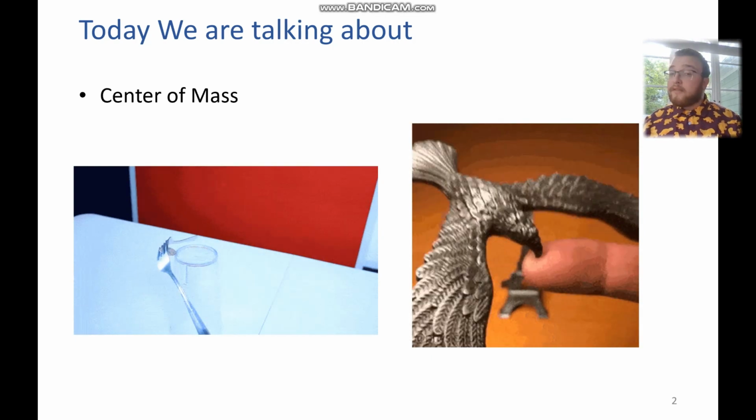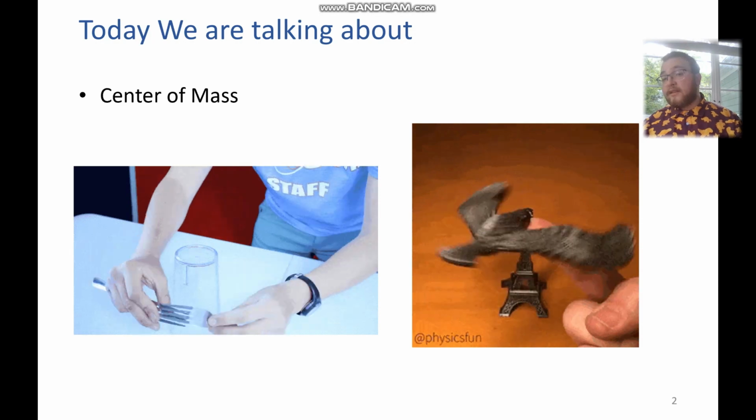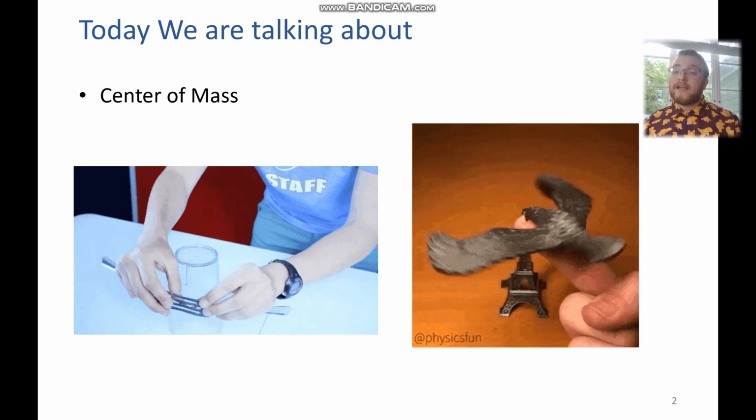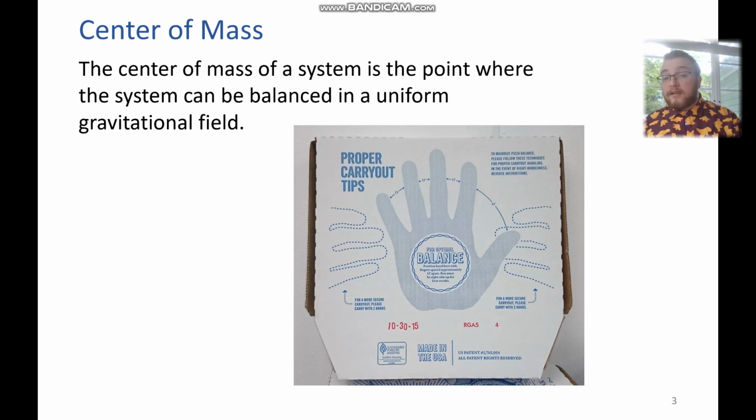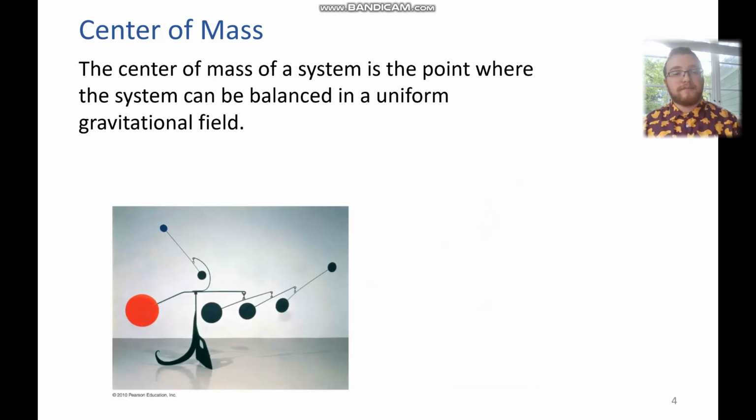It's also fairly common to have toys that utilize the center of mass, like this bird that can balance on its beak. So the center of mass is where something can be balanced, where if you leave it alone and it's resting on a single point, something can balance on top of it. You may have seen something like this on a pizza box where it tells you where to put your hands if you only have one, or if you want to hold both of them together, because it knows where the center of mass of the pizza box with the pizza is, so it can help you balance it.